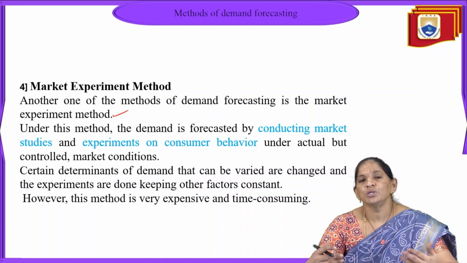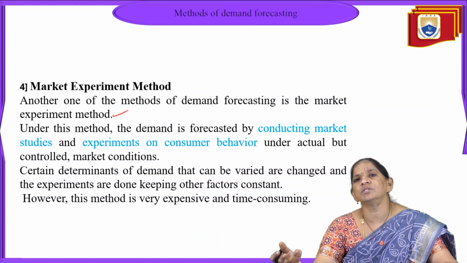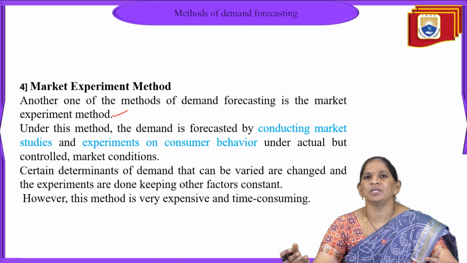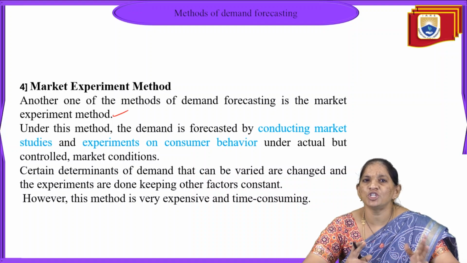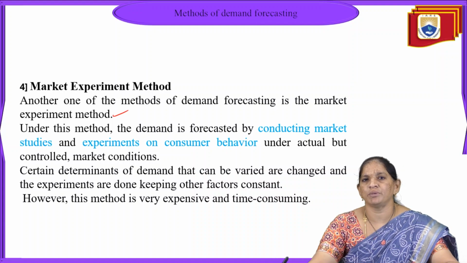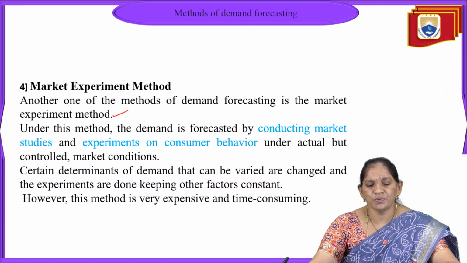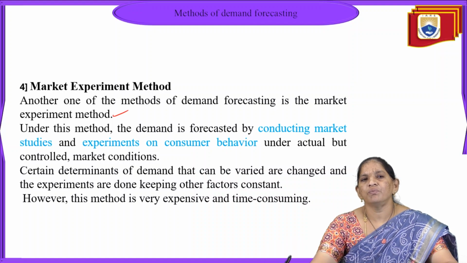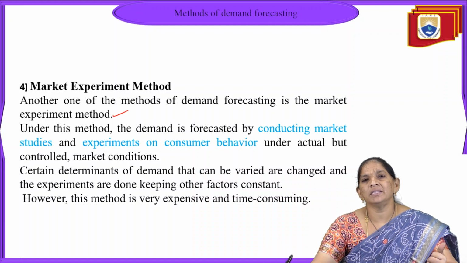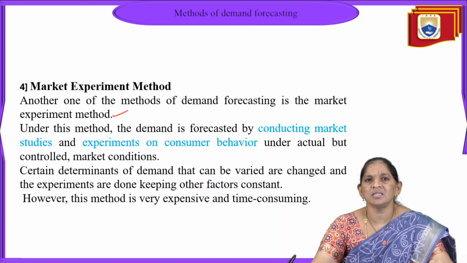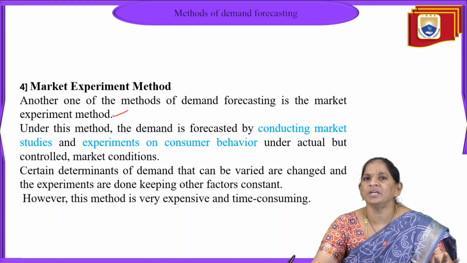Like this, people do some sort of experiments in the market under certain conditions, but they will not go for extreme situations. Only up to a certain point will these experiments be done. So certain determinants of demand can be varied or changed based upon other factors. When I want to do some experiments in the market, the other factors relating to my product must be changed.